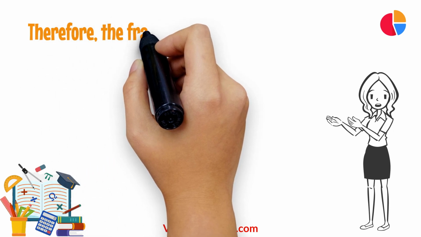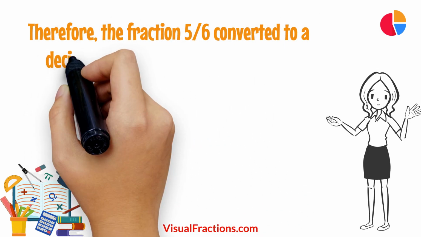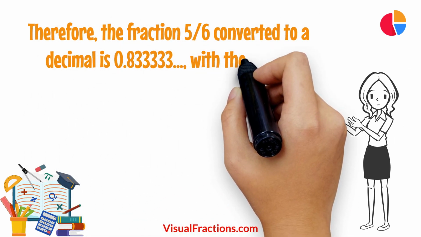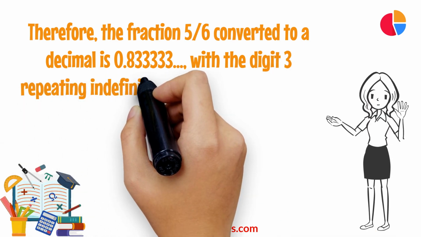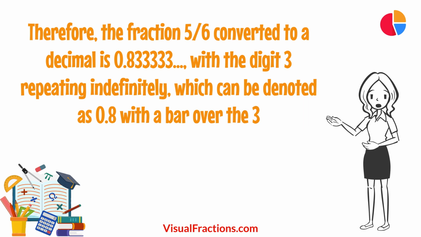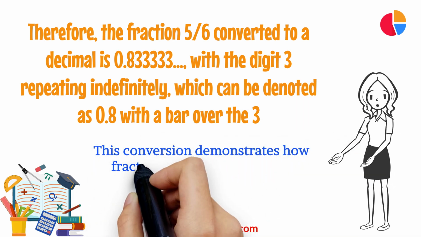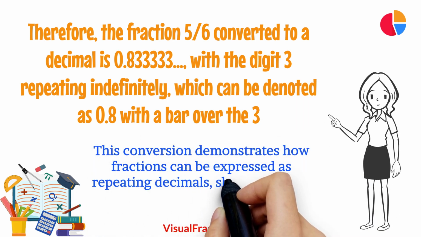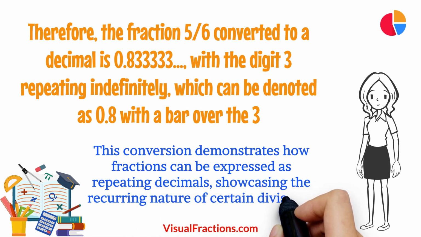Therefore, the fraction 5/6 converted to a decimal is 0.833333, with the digit 3 repeating indefinitely, which can be denoted as 0.8 with a bar over the 3. This conversion demonstrates how fractions can be expressed as repeating decimals, showcasing the recurring nature of certain divisions.